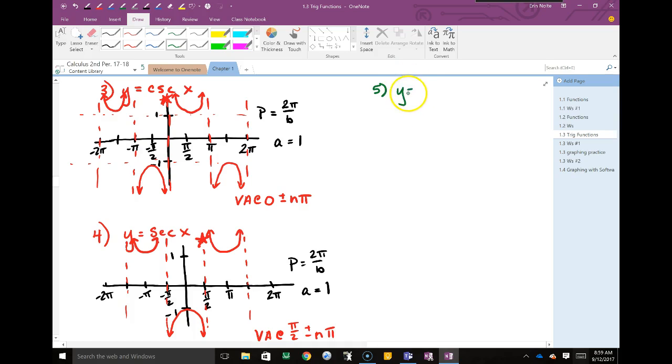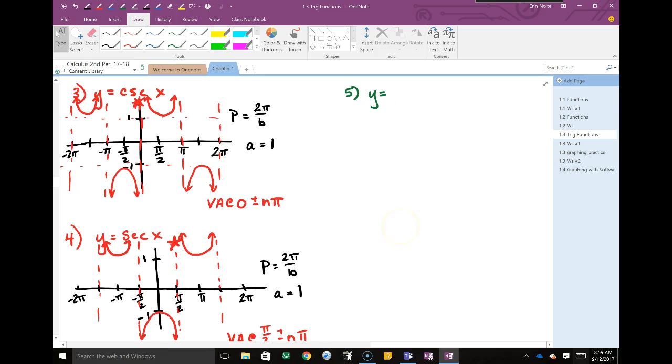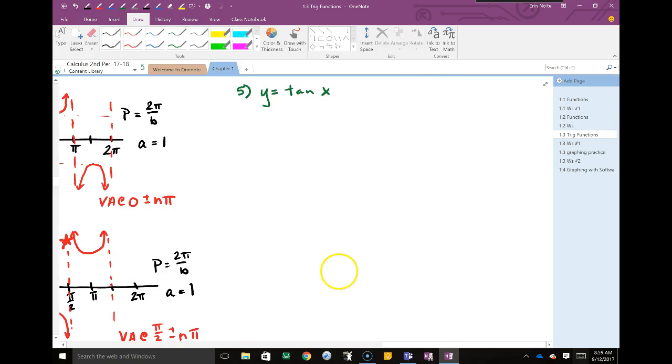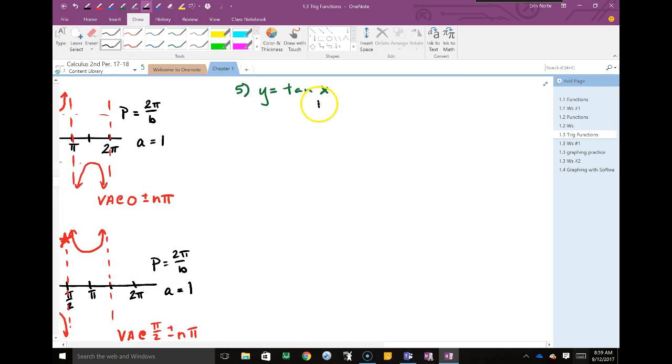All right, what's my next one? We'll do the normal one first, and then we'll go cotangent. So let's do tangent, then cotangent. So let's do the tangent of x. Let's see if you remember this one. This one's a little bit different. Okay, so again, I'm still going to go 4 increments. Does anybody know the period for tangent?